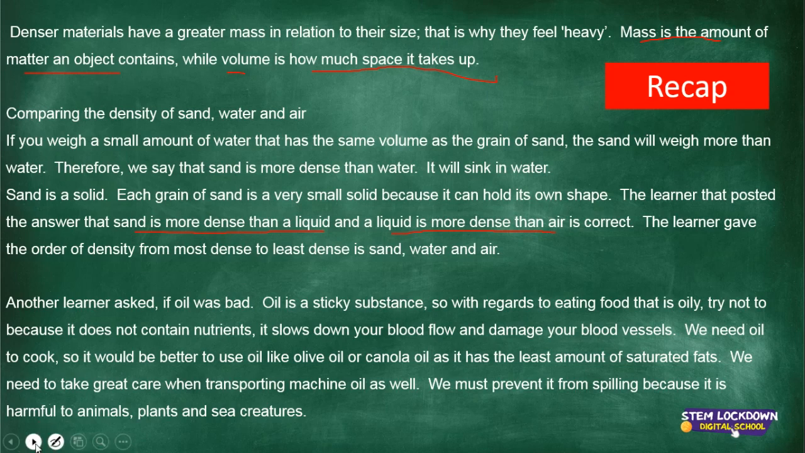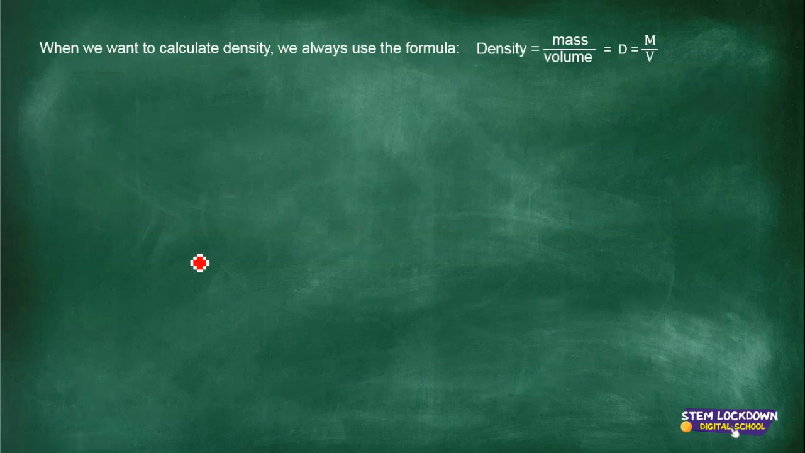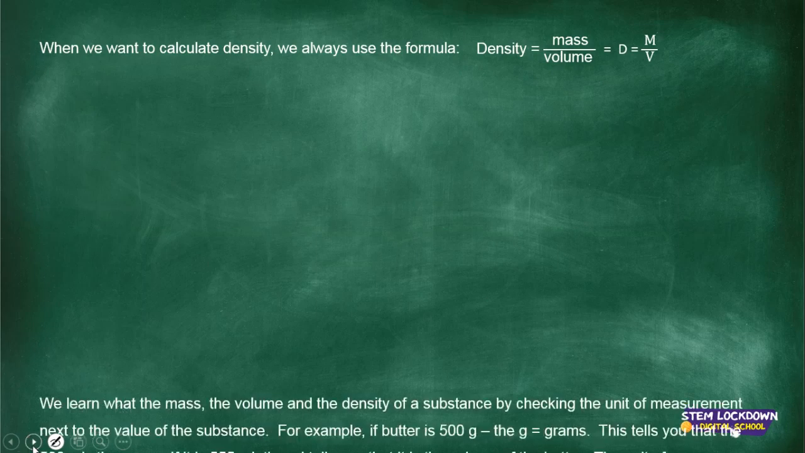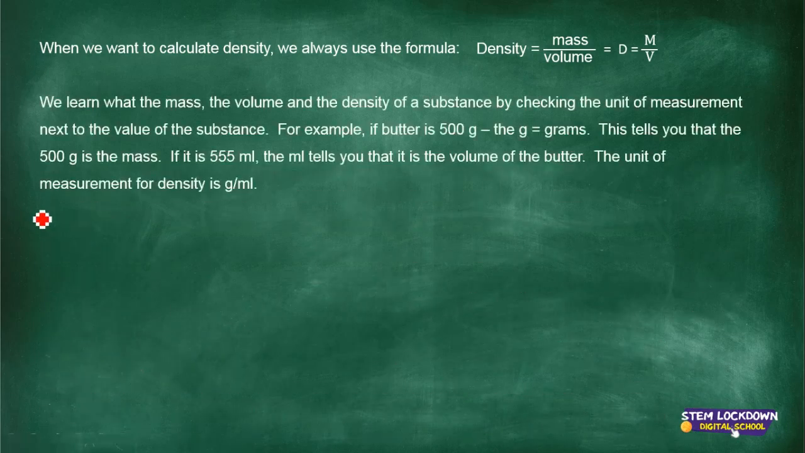our environment. Okay, so then another learner wanted to know, do we always use the formula to calculate density? Yes, we always use this formula to calculate density. So density is equal to mass over volume. So D is equal to M over V. Mass is M, V is volume, and D is density.